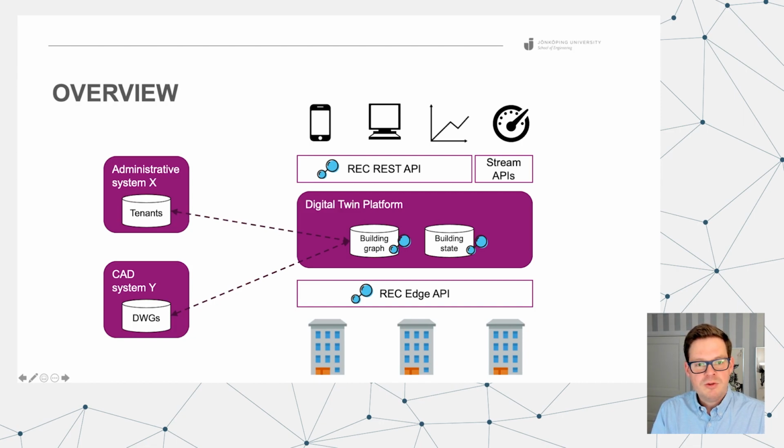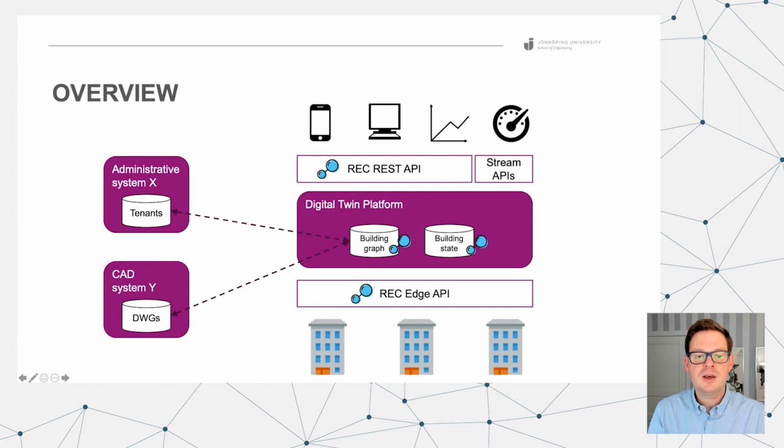But what you'll note also here on the left-hand side is Administrative System X and CAD System Y. It might contain information about your tenants or your CAD files about the building. Now, we don't foresee the RealEstateCore ecosystem describing every aspect of buildings and building management. There are good systems and models out there for a variety of domains, and we think it makes more sense to align to those systems rather than attempt to replace them.